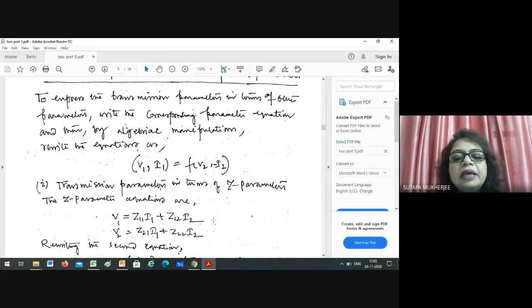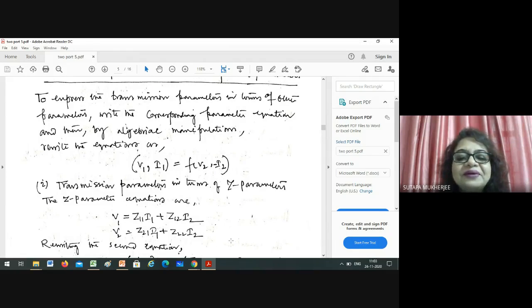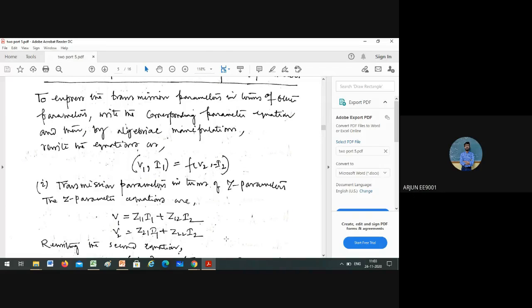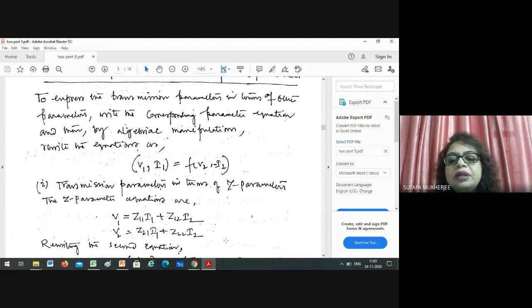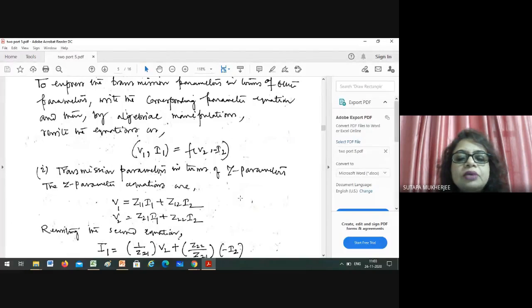Okay, you can join and after that you will do it. Now anybody except Purvita, anybody can do it? Arjun, you want to do it? Okay, do it and after that do it in the Jamboard. Then Purvita, which one will you do? ABCD in terms of Z. Okay, so Purvita will do Z parameter and Arjun will do Y parameter, right?